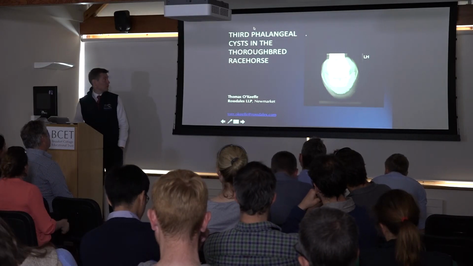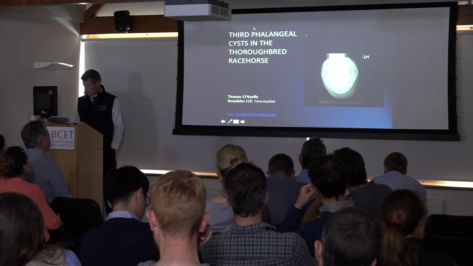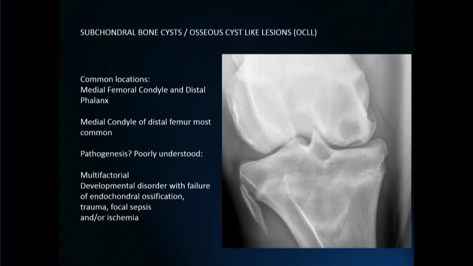So my talk is going to be on third phalangeal cysts in the Thoroughbred Racehorse. Subchondral bone cysts, or what are probably more recently and more accurately termed osteocyst-like lesions, can affect multiple sites in the equine skeleton, including the radius, the carpal bones, tarsal bones, and metacarpal and metatarsal bones. However, two of the most common locations where they're seen are the medial femoral condyle, which we heard about from Debbie this morning, and the distal phalanx.